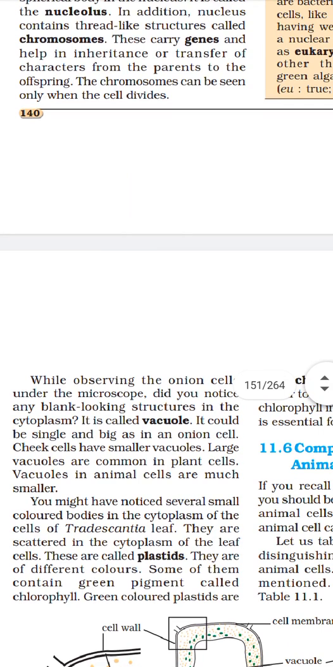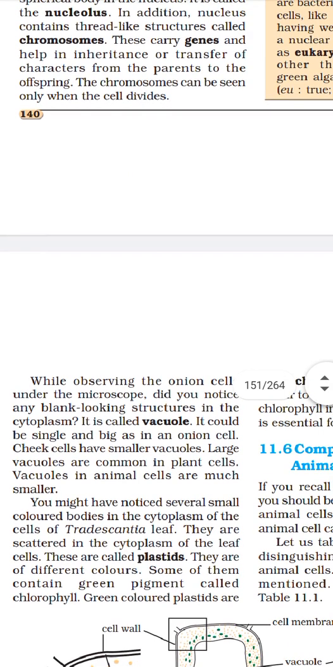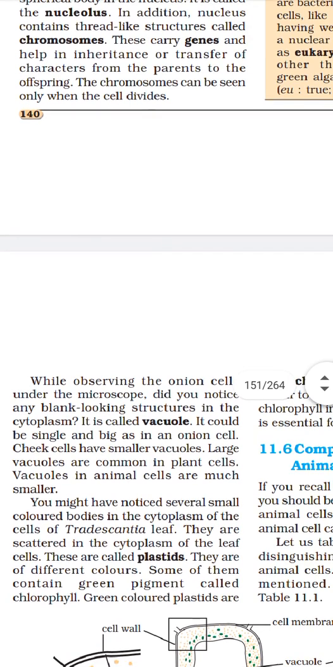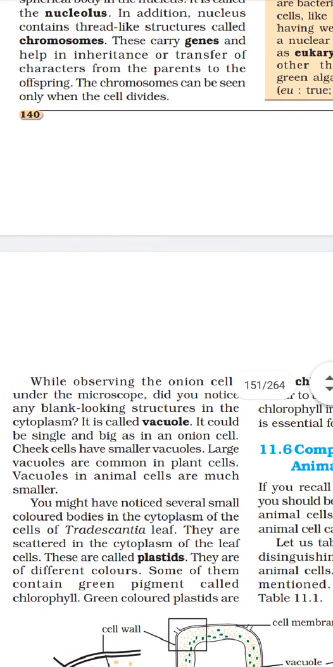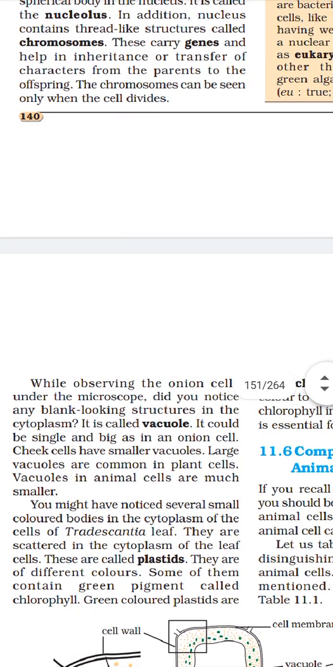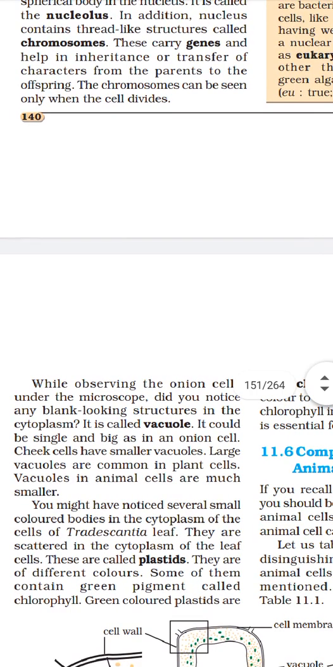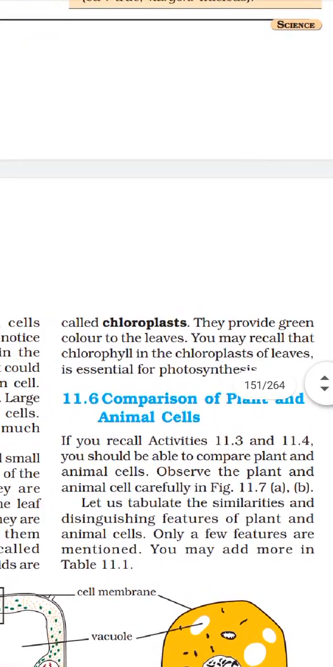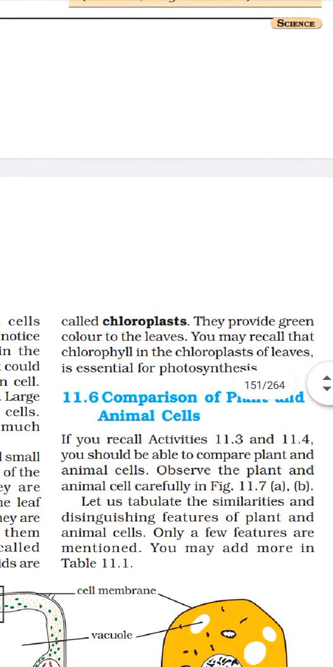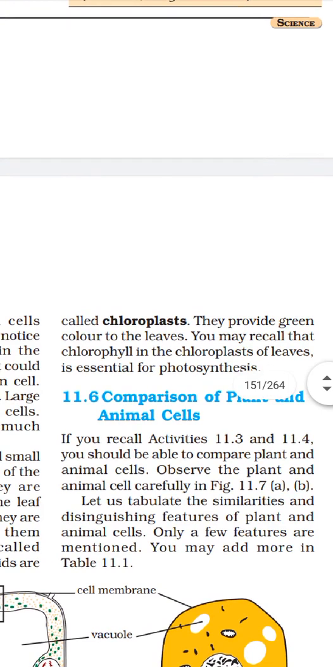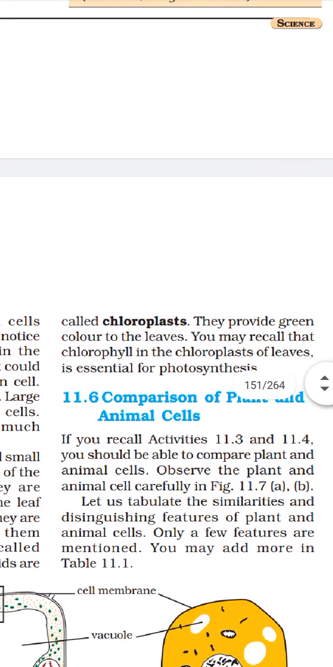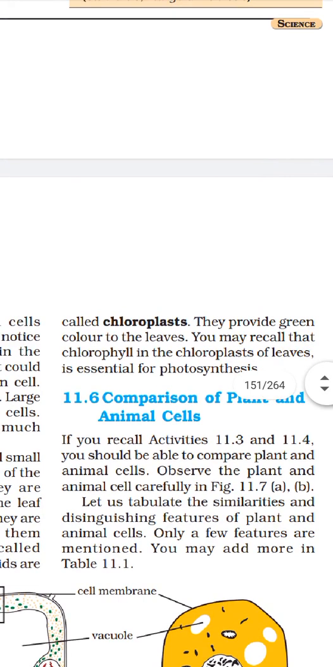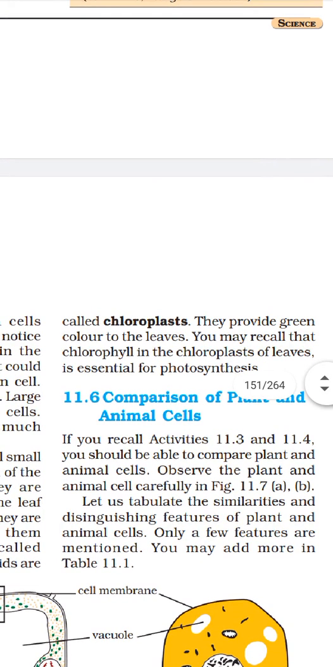You might have noticed several colored bodies in the cytoplasm of the cells of Tradescantia. These are scattered in the cytoplasm. These are called plastids. There are different colors of plastids. Some of them contain green pigment called chlorophyll. Green color plastids are called chloroplasts. They provide green color to the leaves. You may recall that chlorophyll is essential for plants.